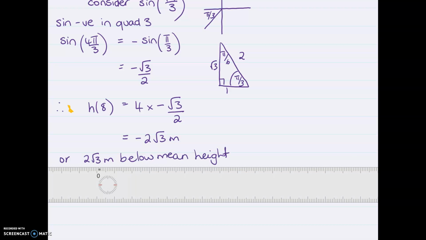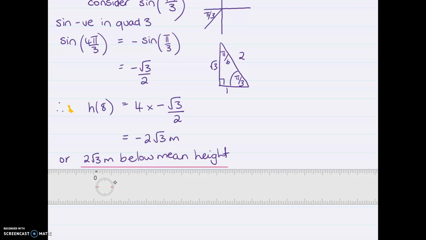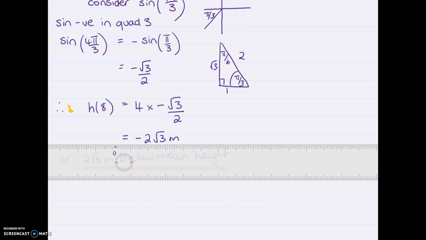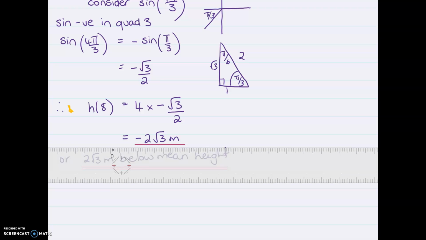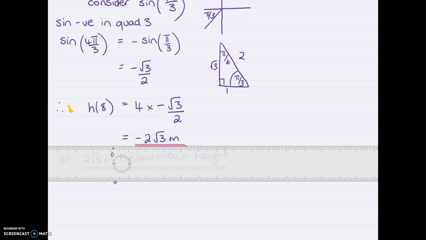Okay, so that's what I would have expected, because I saw that it was going to be a negative. So you can either give it as a negative, or you can explain that the negative just means it's underneath the average mean height.